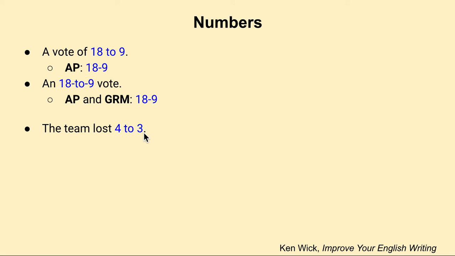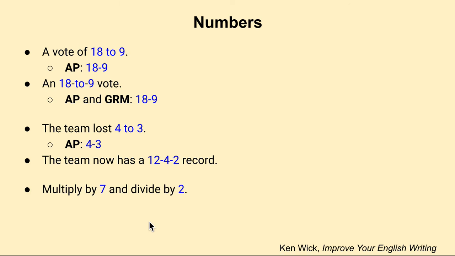The team lost 4-3. So remember, these are now sporting scores. So sporting scores or standings are also expressed in figures. So here we have a sporting score. The team lost 4-3, so we use numbers, not words. AP would write 4-3. Team lost 4-3. The team now has a 12-4-2 record. So this is a standing, win-loss-tie standing. So we express that in figures. Remember, I said look to the examples of how to write that win-loss-tie. So you separate it with hyphens.